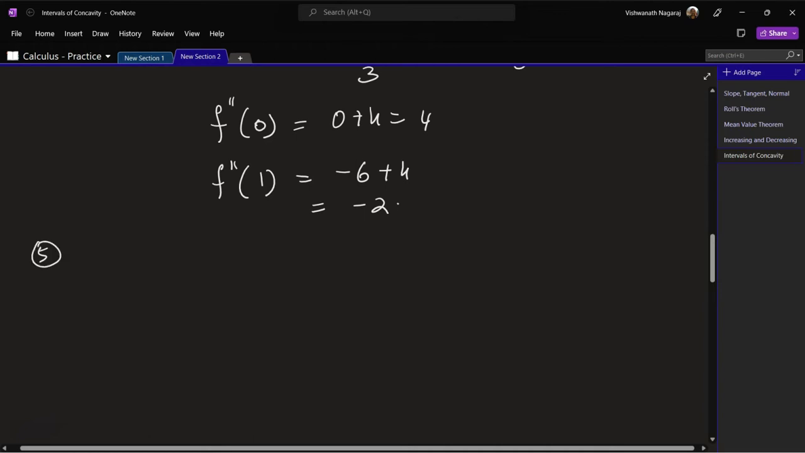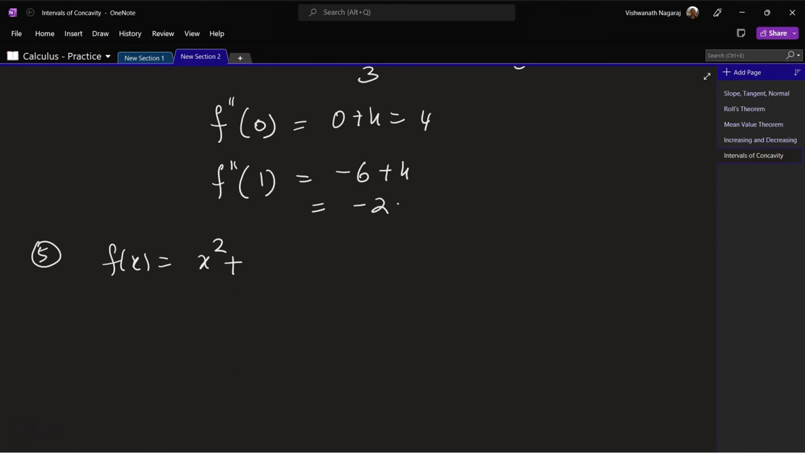Fifth one, f of x is equal to x square plus 6x plus 9. So f prime of x equal to 2x plus 6 and f double prime of x is equal to 2, and this will always be positive.